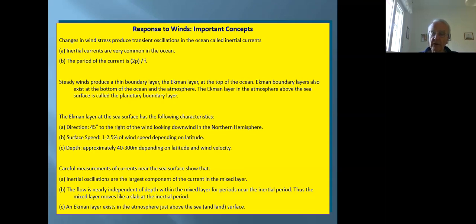The flow of inertial oscillations is nearly independent of depth within the mixed layer. The mixed layer, you remember, is the part where the density is practically constant from the surface to a certain depth, where the wind is mixing the properties of the water. And so you have a vertically constant distribution of temperature, salinity, and density.